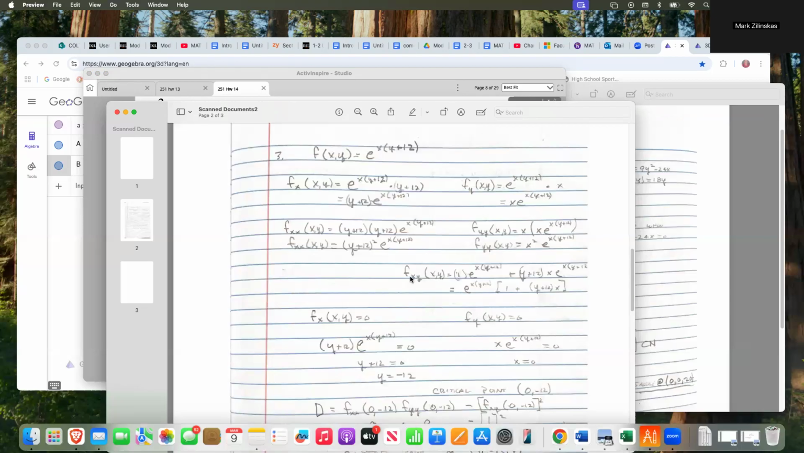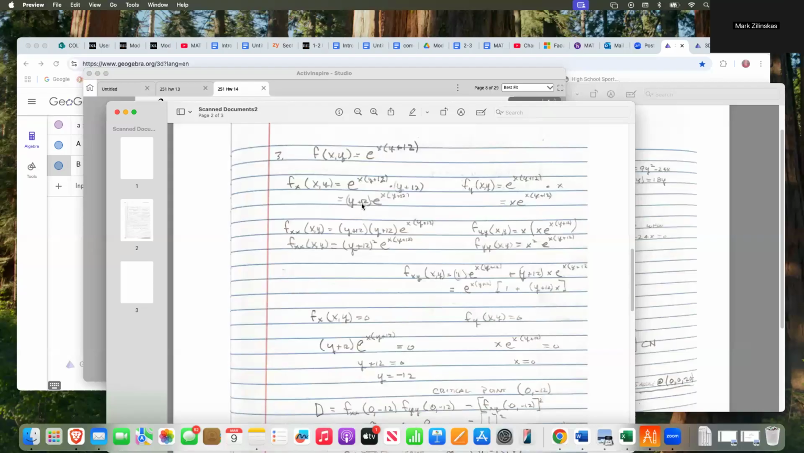Now, the mixed partial, if I take the derivative first with x, and then with respect to y, so I am going to be working with this function right here. So what I'm going to do is go through this process. Okay, so I have the derivative of x, and now I'm taking the derivative with respect to y. So I'm working with this thing up here.